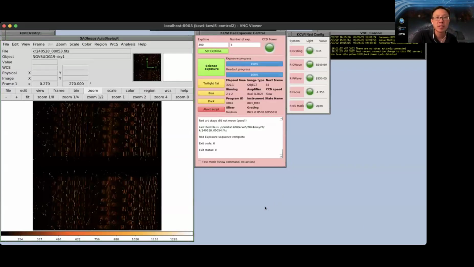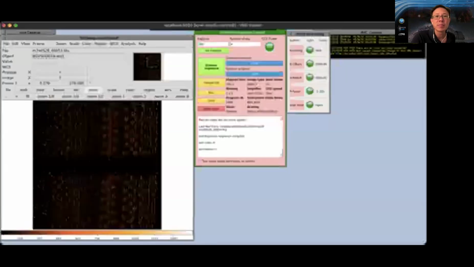Okay, so this is the control for the spectrograph. We're taking spectra, and we have two sides to the spectrograph, a blue side and a red side. The blue side takes the blue part of the spectrum, and the red side, the red part. And so they're controlled separately. So this is the blue side. Well, if I do that, then you can't see.